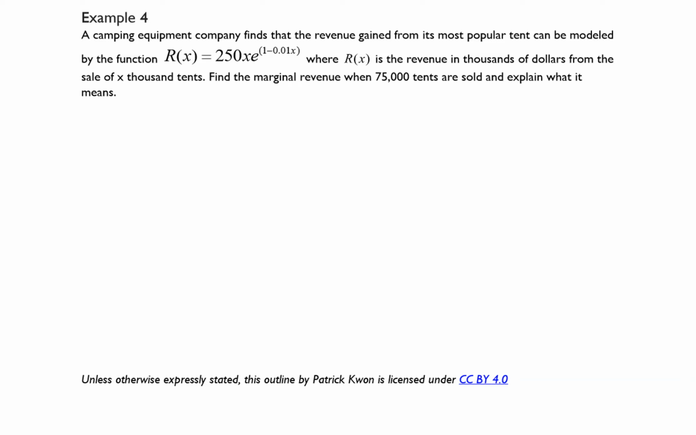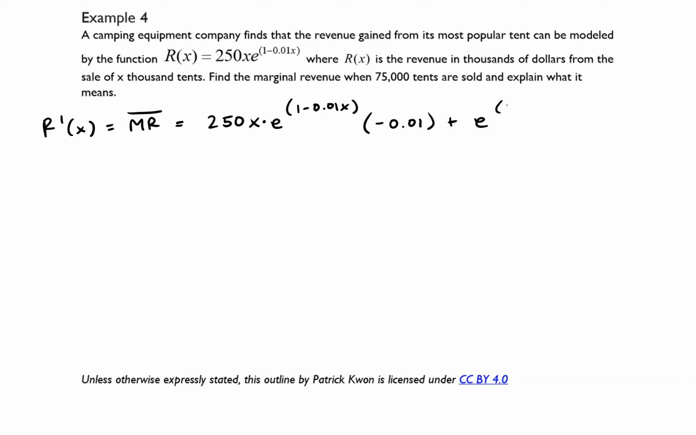So first we want to find the derivative of the revenue function. So we get that r prime of x is equal to the marginal revenue function, which is first times the derivative of the second, plus the second times the derivative of the first.